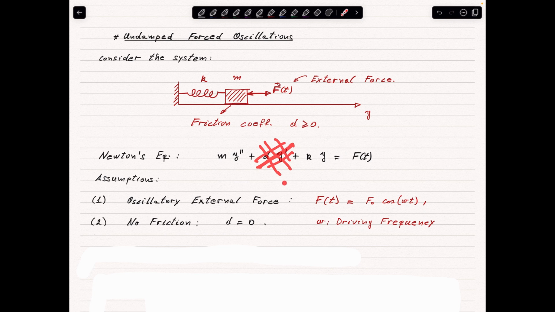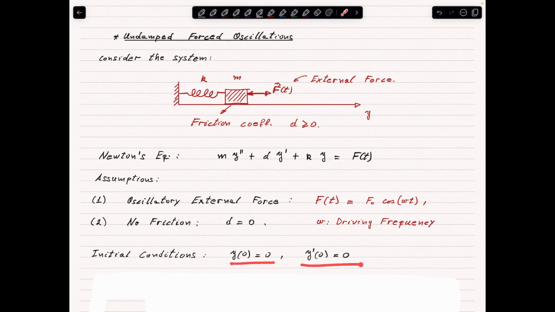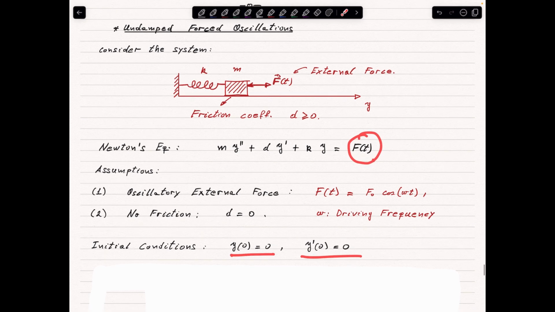So then we are going to look for the solution of that system with particular initial conditions. Since we are interested in the effects of the force, we don't want to add new behaviors because of the initial conditions. So we are going to consider a system that initially is at the equilibrium position and at rest. So everything that happens to the system has to do with the external force, and this is what we want to study in this video.